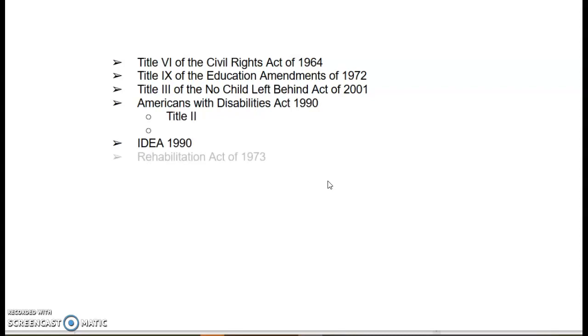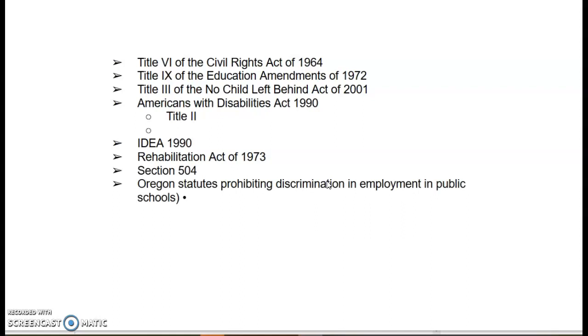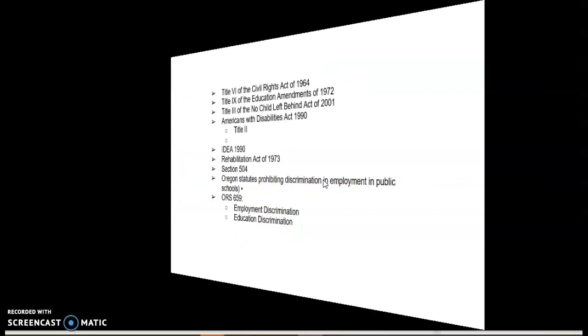The Rehabilitation Act of 1973, excuse me, has to do with employment. So that would apply more towards school employees who need to have accommodations in their work. And Section 504 is something people have, a 504 plan, that's addressing, again, students with disabilities. And Oregon specifically has statutes under ORS 659. Apparently, as an Oregon teacher, I need to learn that number at some point.